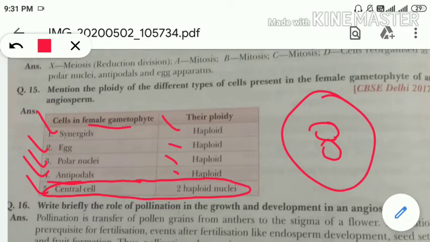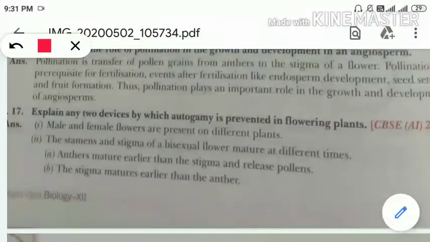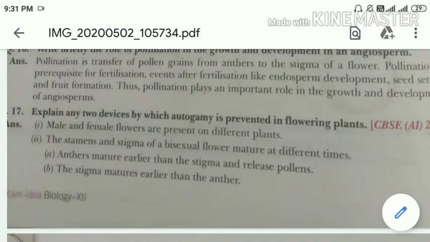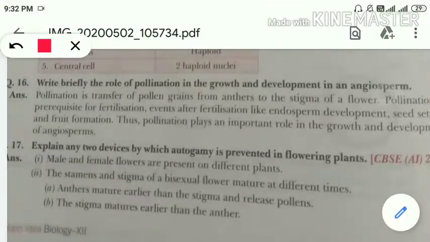Okay, now come to the next question. Here, write briefly the role of pollination in the growth and development of angiosperms. Pollination means transfer of gametes. As we know, angiosperm gametes are non-motile. They do not have flagella or a tail to travel from one place to another, so they travel by means of pollination.